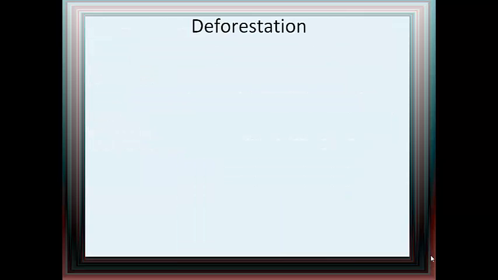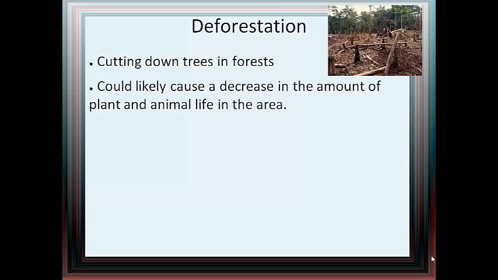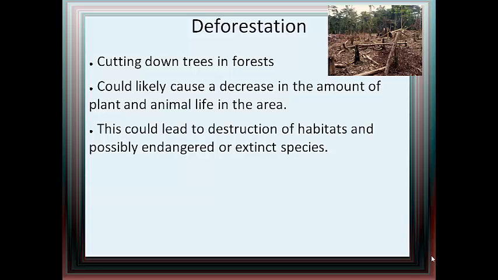Deforestation is another effect. As you can see, cutting down trees in forests. This could likely cause a decrease in the amount of plant and animal life in that area. This could lead to destruction of habitats and possibly endangered or extinct species.